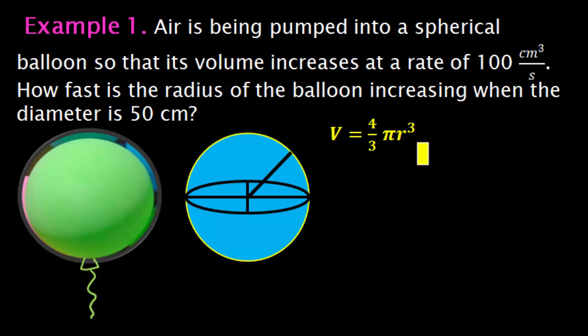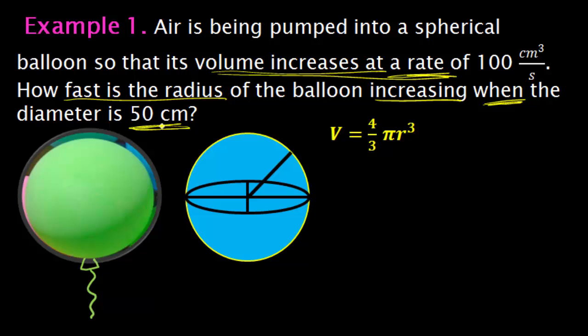Now notice that there are a few things that we have to look at in this problem. For example, it talks about how fast. So where it says the volume increases at a rate, that's a keyword right there. And then how fast is the radius increasing, another keyword. And then when. When means the instant when the diameter is 50 centimeters, which means when the radius is 25, because the diameter is twice the radius. So let's solve this problem.